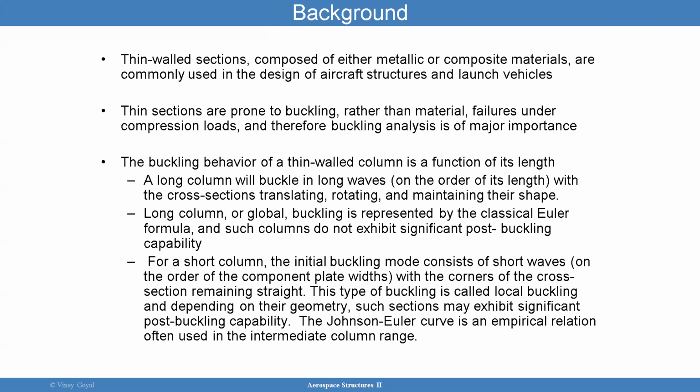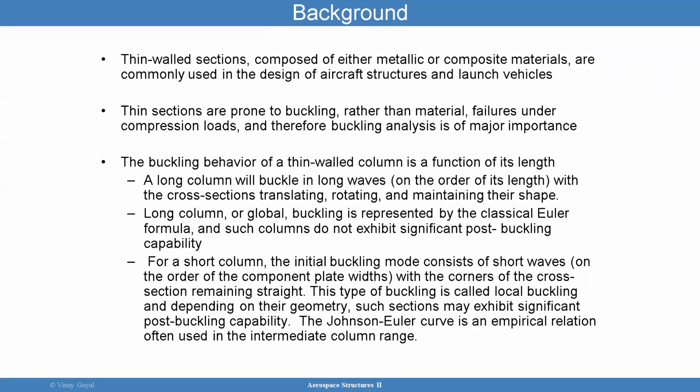Thin sections are prone to buckling rather than material failures, and under compression, buckling becomes important. The buckling behavior of a thin wall column is a function of its length. So the longer it is, the more easily you'll be able to buckle it. The cross section will translate, rotate, and maintain its shape. Now, a long column or global buckling is represented by the classical Euler formula. You've seen that in mechanics of materials. And as such, columns do not exhibit significant post-buckling capability.